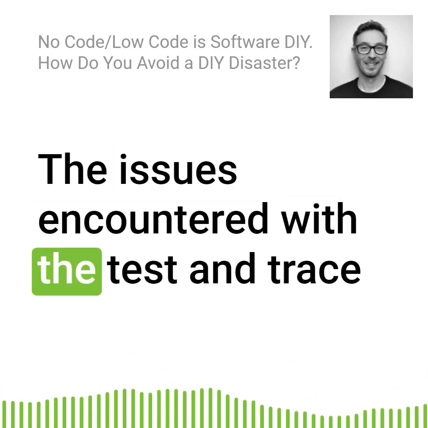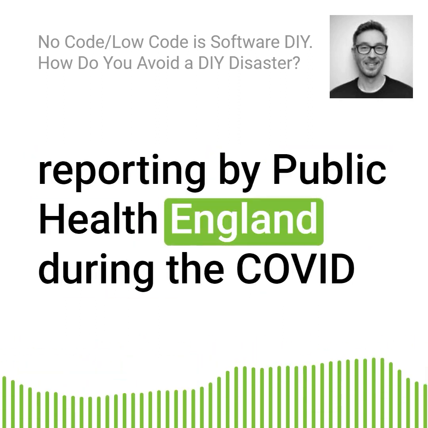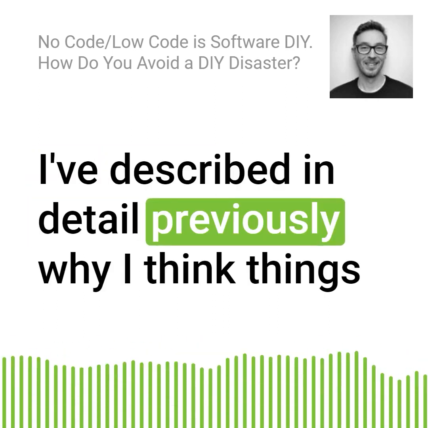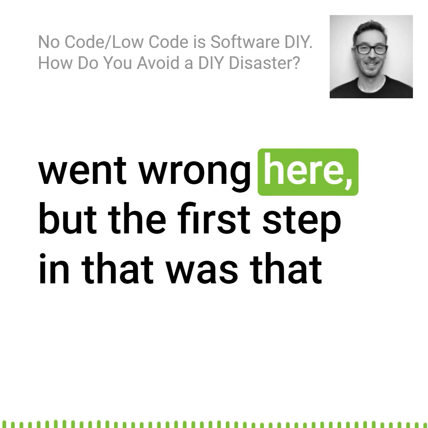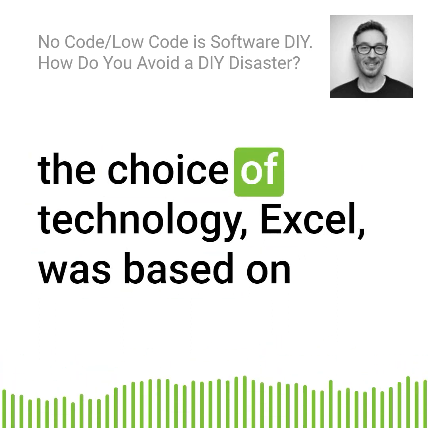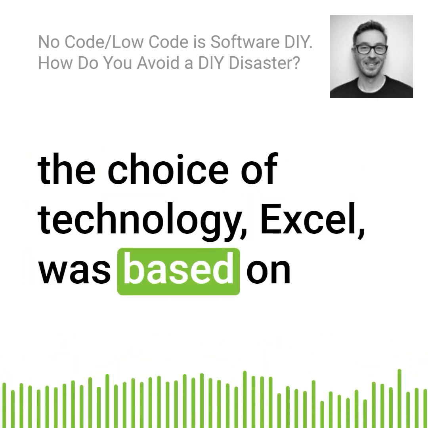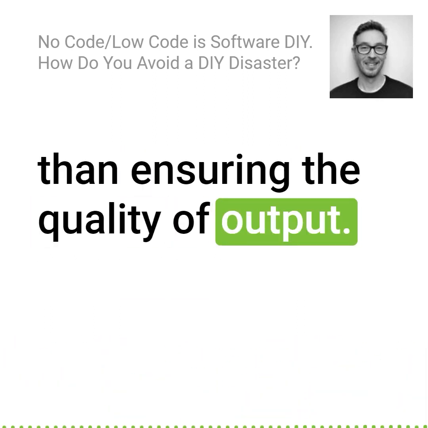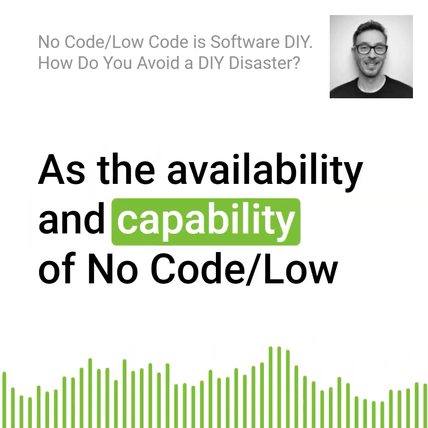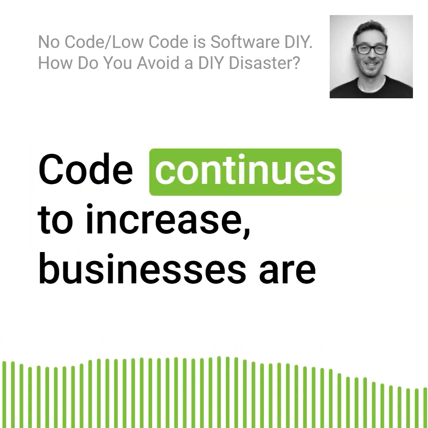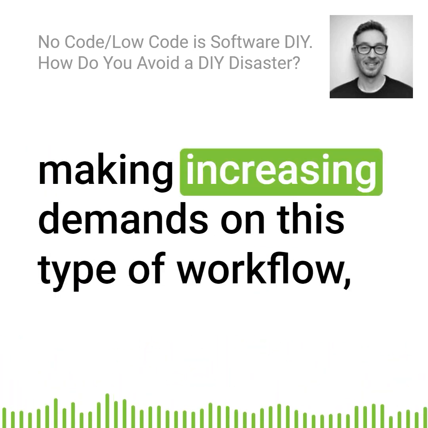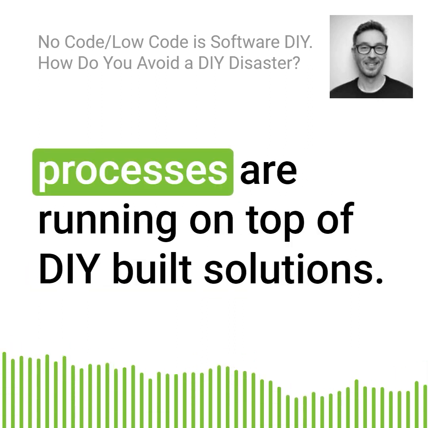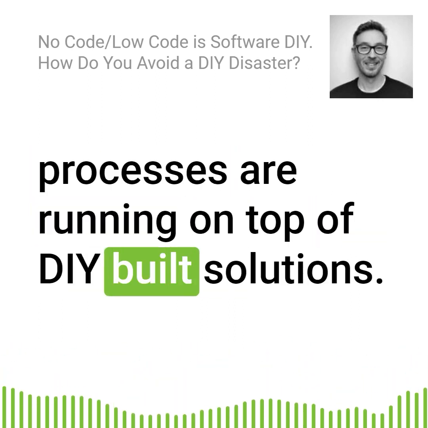The issues encountered with the test and trace reporting by Public Health England during the COVID pandemic is one such example. I've described in detail previously why I think things went wrong here, but the first step in that was that the choice of technology, Excel, was based on ease and speed of use, rather than ensuring the quality of output. As the availability and capability of no-code, low-code continues to increase, businesses are making increasing demands on this type of workflow, which means that business-critical systems and processes are running on top of DIY-built solutions.